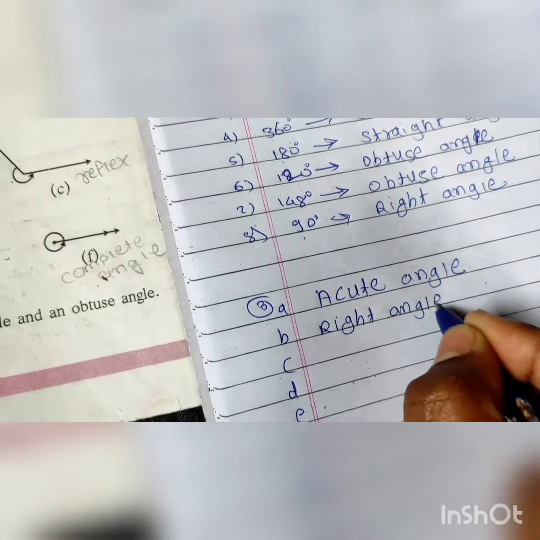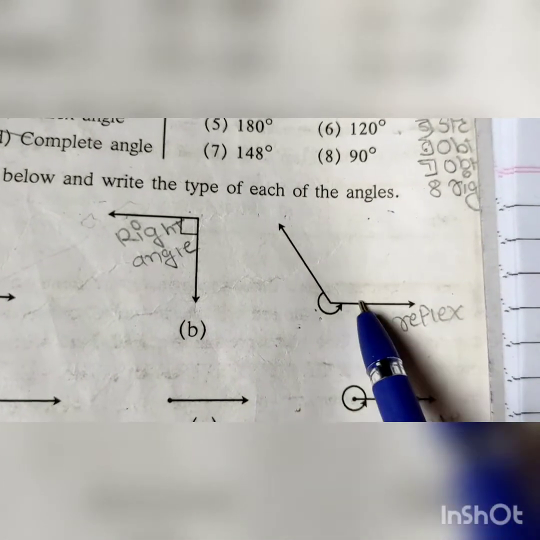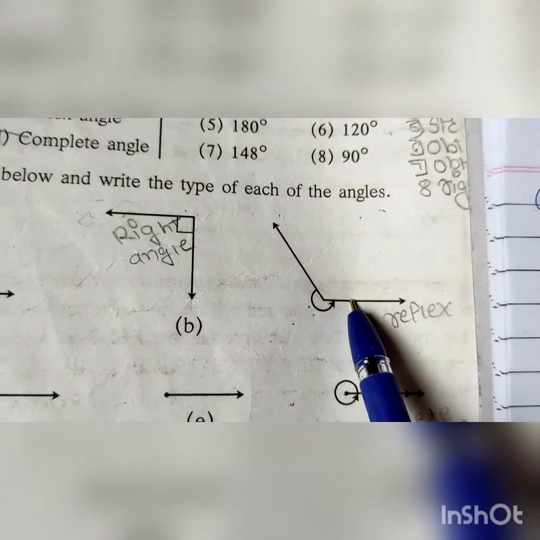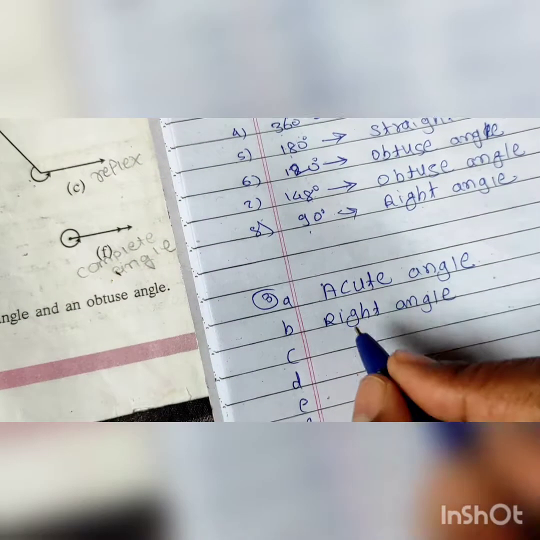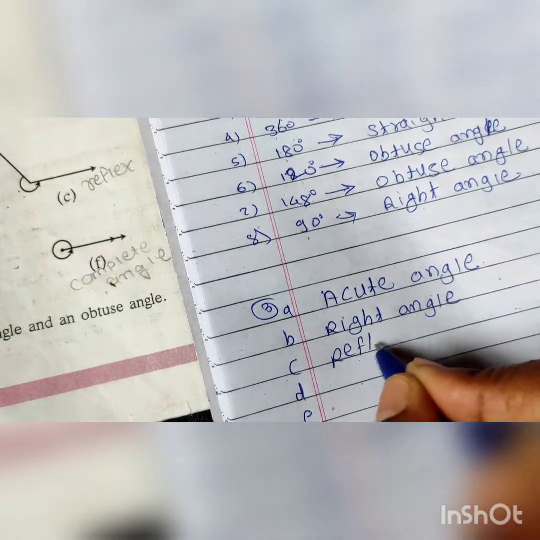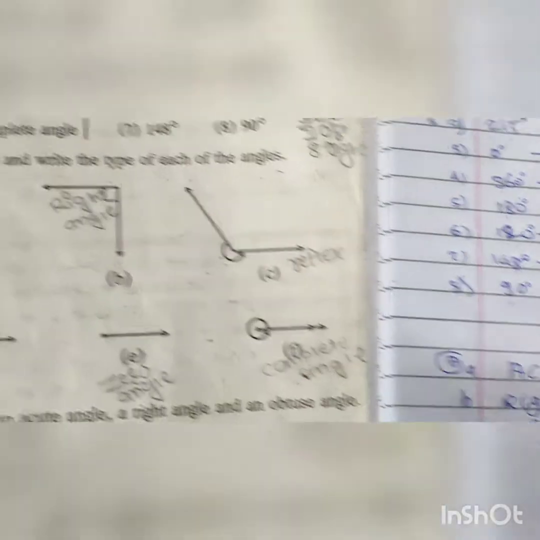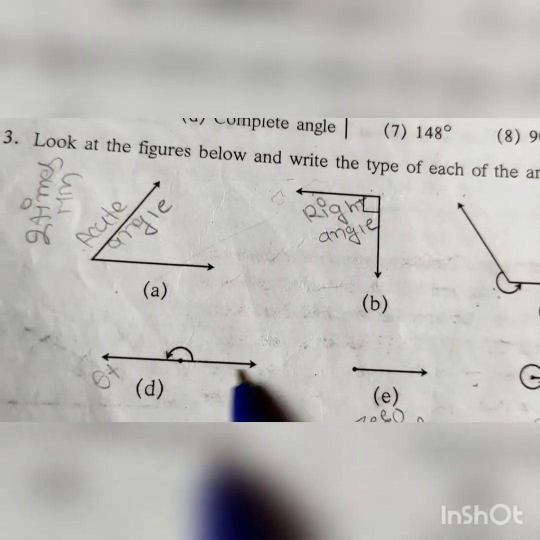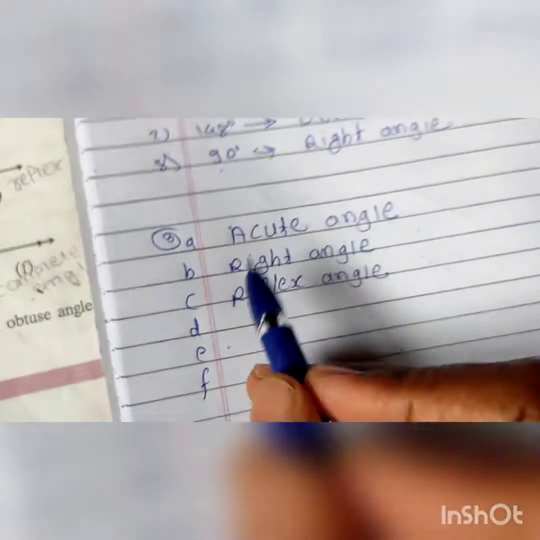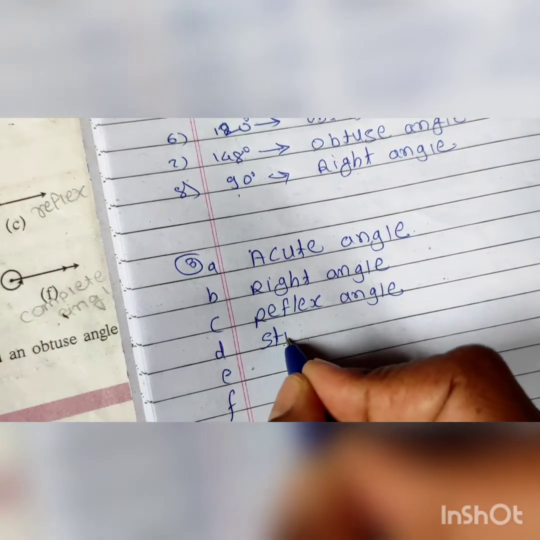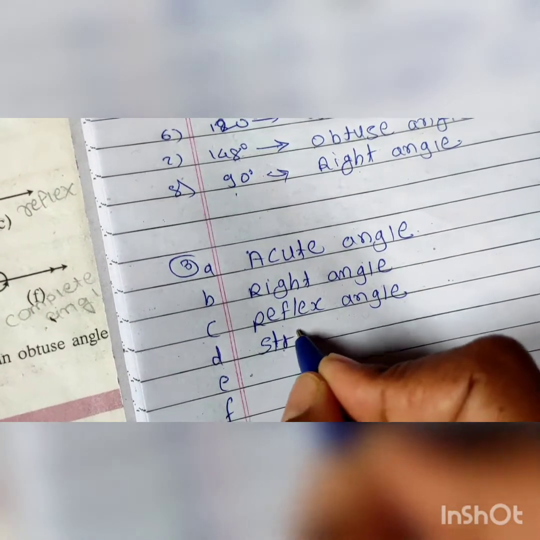Right angle. This is more than 180 and less than 360. So this is reflex angle. Reflex angle. This figure is straight, 180 degree. So this is called straight angle. Straight angle.